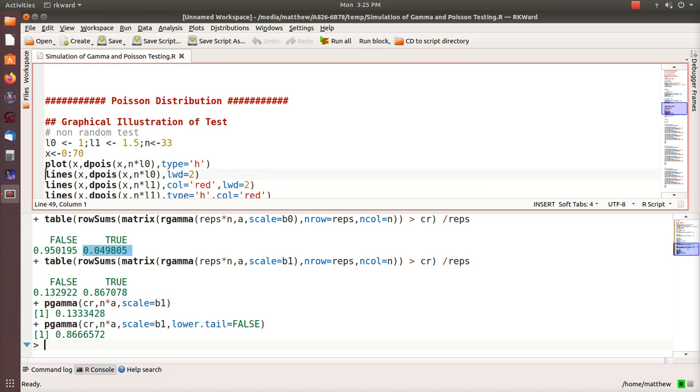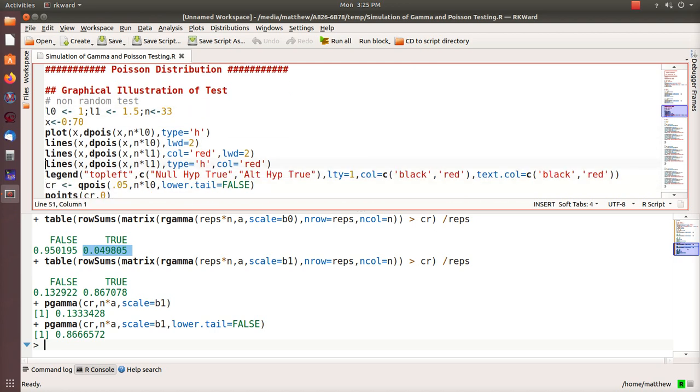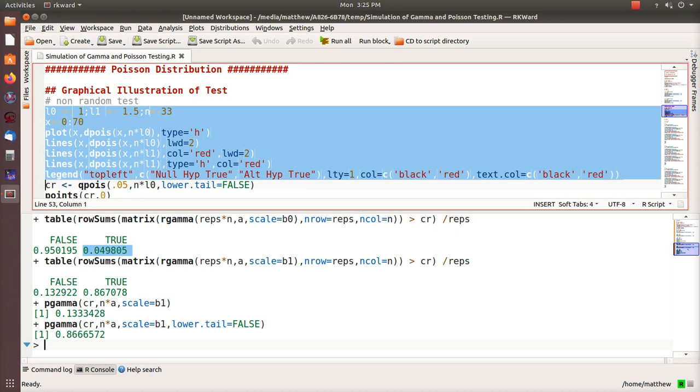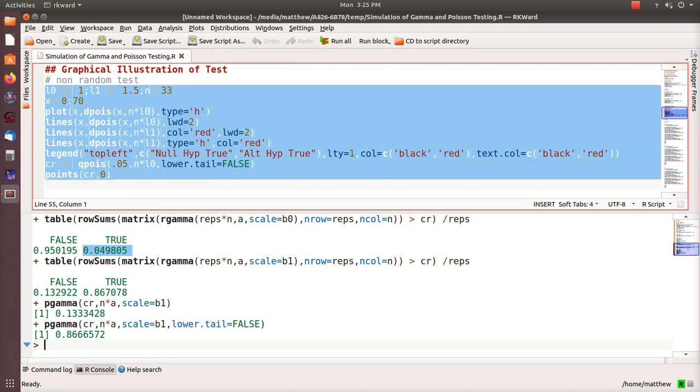Now let's move to the Poisson distribution. Let me first tell you that under the null hypothesis, we're going to assume that lambda is 1. The alternative is that lambda is 1.5. We're going to initially assume a sample size of 33, at least for this graphical representation. I just want to plot the Poisson distribution and the critical region for this test. The null hypothesis is that lambda is 1, the alternative is lambda 1.5. We're going to take a sample size of 33, and we want as close as possible to a 0.05 test.